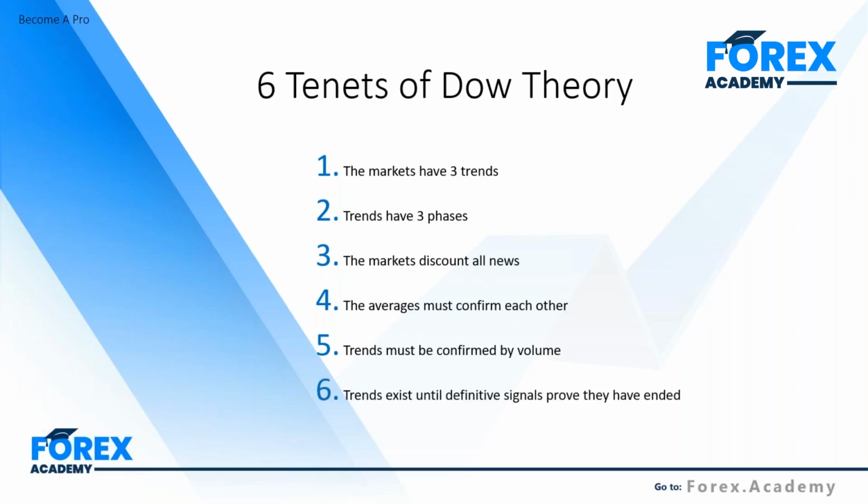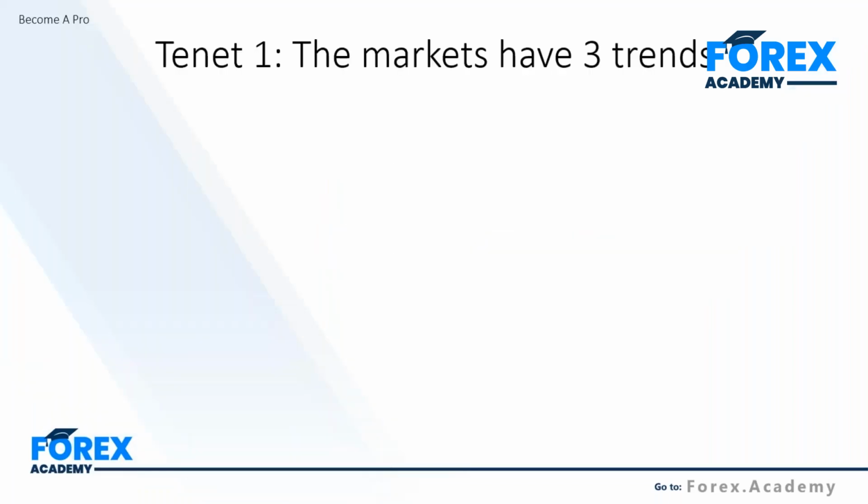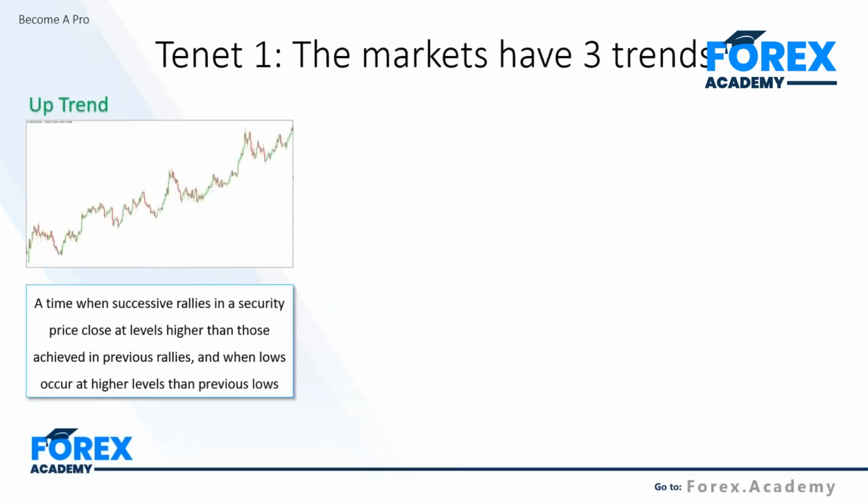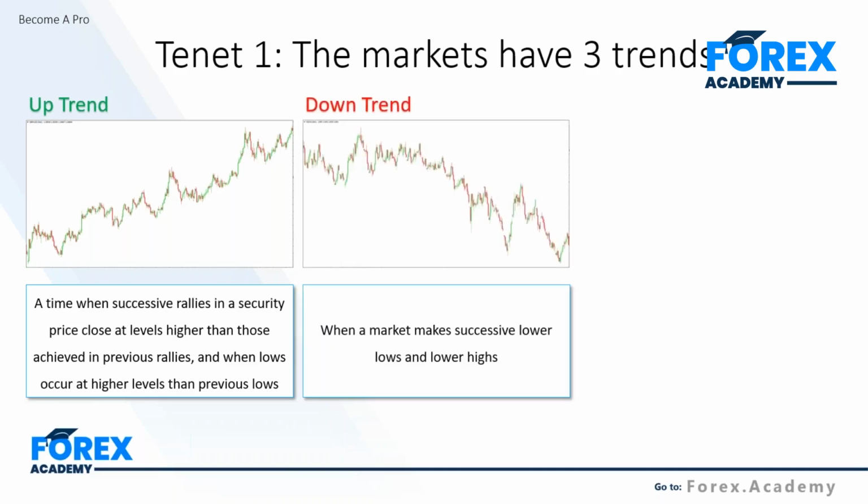So let's discuss tenet 1, the markets have 3 trends. What he believed, of course, is that we have an uptrend, a time when successive rallies in a security price close at levels higher than those achieved in previous rallies, and when lows occur at higher levels than previous lows. So higher highs and higher lows, we see an uptrend. That is one market trend we've all become familiar with. A downtrend, of course, is when a market makes successive lower lows and lower highs. And then, more interestingly, a correction.